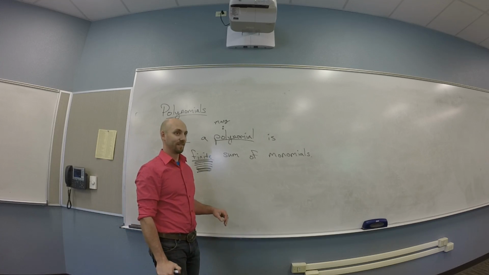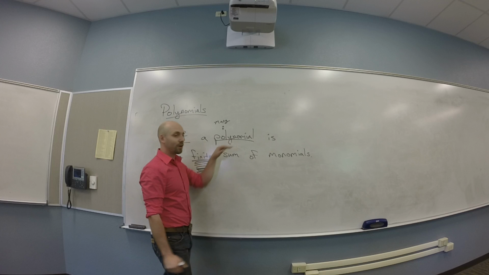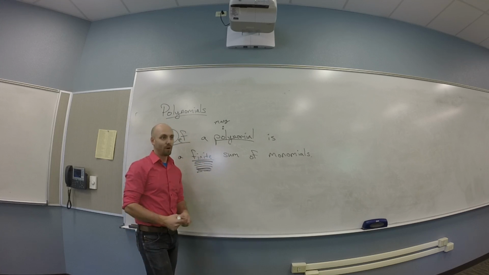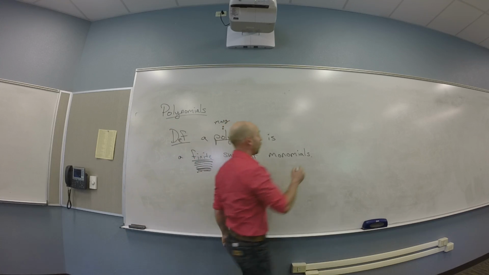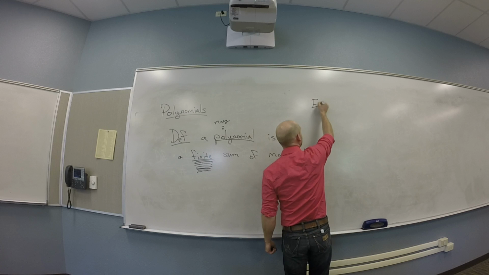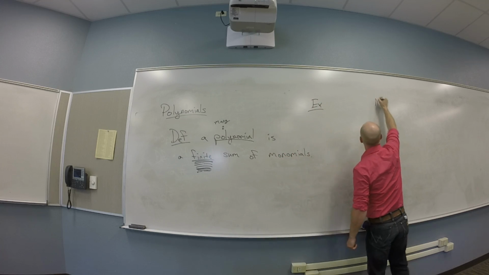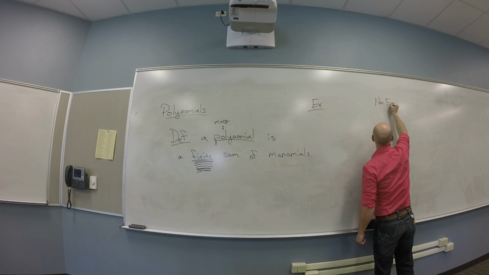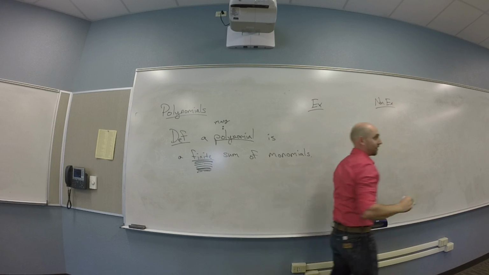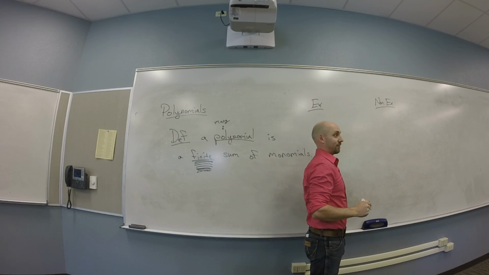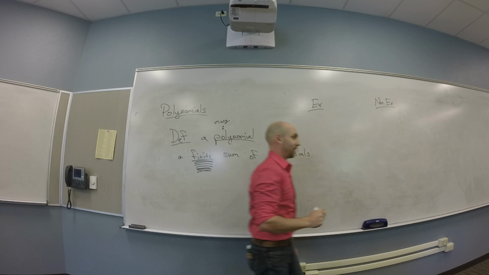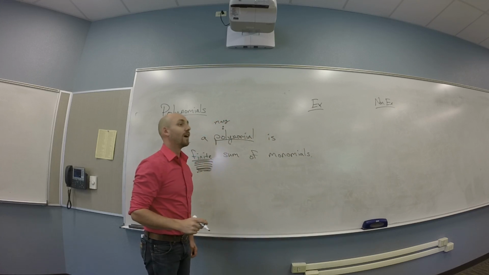You guys cool with this? Yeah. So, a polynomial is a finite sum of monomials. So, let's make our similar non-example list. So is the proof for e a non-example?